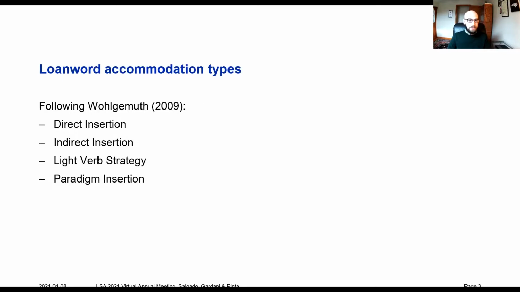So starting with loanword accommodation types, much of what we'll be talking about, in particular with regard to the verb portion of the talk, comes from Vogelmuth 2009, which was an important book that did a deep dive on a lot of the things that we're interested in. Vogelmuth proposed basically four different categories, a kind of typology of loanword accommodation types: direct insertion, indirect insertion, this light verb strategy, and then paradigm insertion. And we'll take a look at all four of those really quickly.